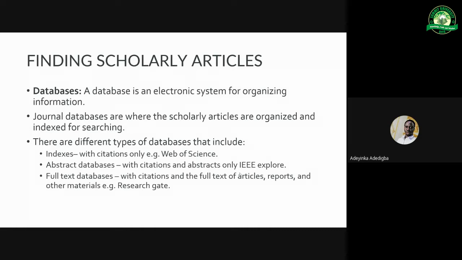Even if you do not pay, you will see the citation and the abstract. Then there are full text databases. They come with full text. An example is ResearchGate. You search for a paper in ResearchGate and most likely you're going to get it. Even if it is not available, they can help you contact the author and they'll get you the full text of that database. So these are the three different types of databases that we have.